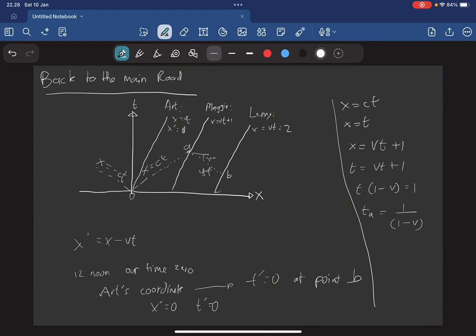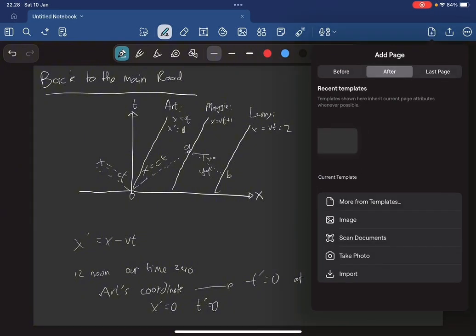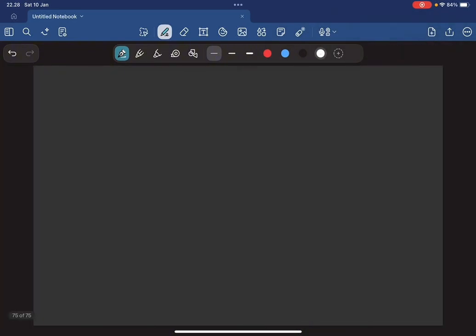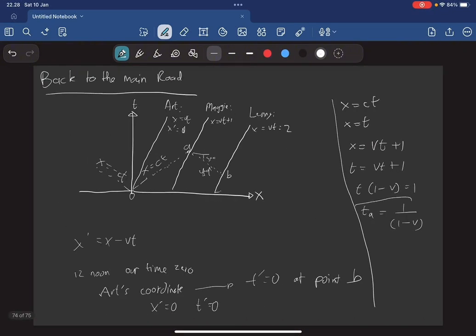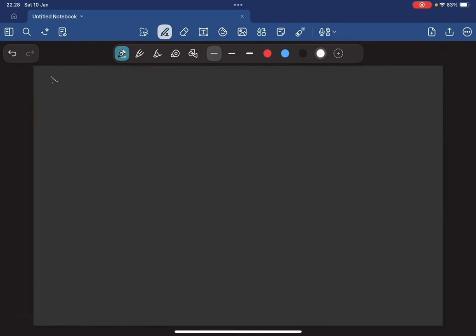Now that we know the time coordinate of point A, we can find its x-coordinate. This is easily done by noticing that all along the light ray x equals t. In other words, we can just replace t with x in this equation. So we can write x_A equals 1 divided by (1 minus v). And we found point A. With the coordinates of point A in hand, let's look at the line AB.